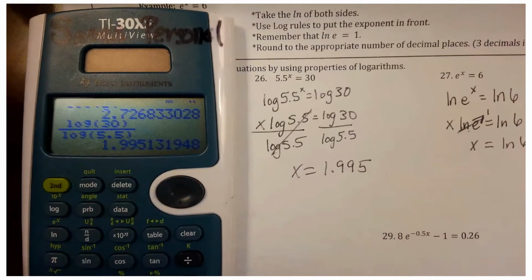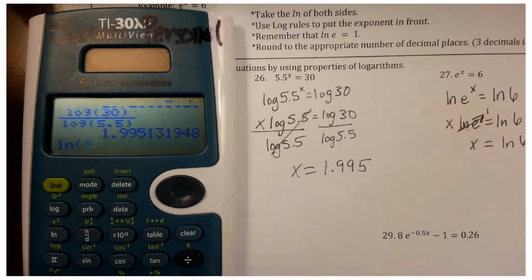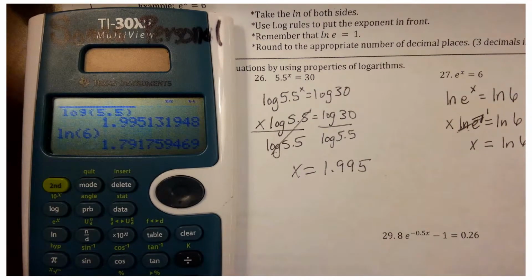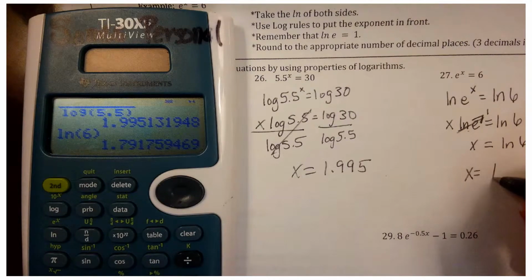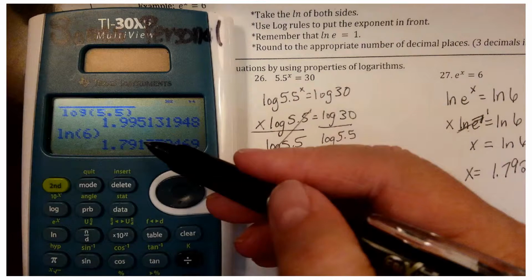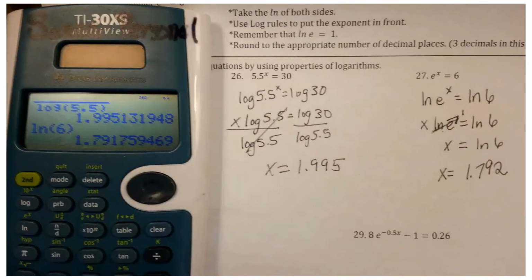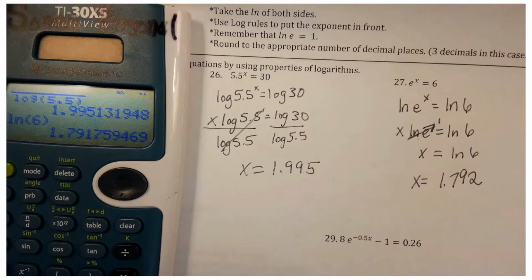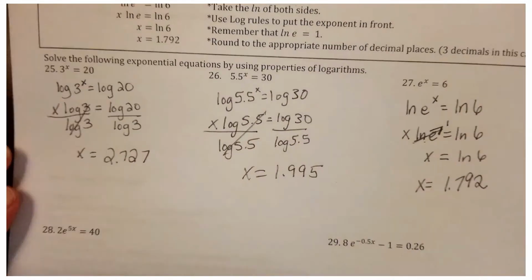And if I put that in the calculator, I get x equals 1.792 because that 7 is going to round that up. 1.792. So just remember, if there's an e, you're taking the natural log, and if I have natural log of e, that just goes to 1. Now let's look at a couple that are just a little more complicated than this.